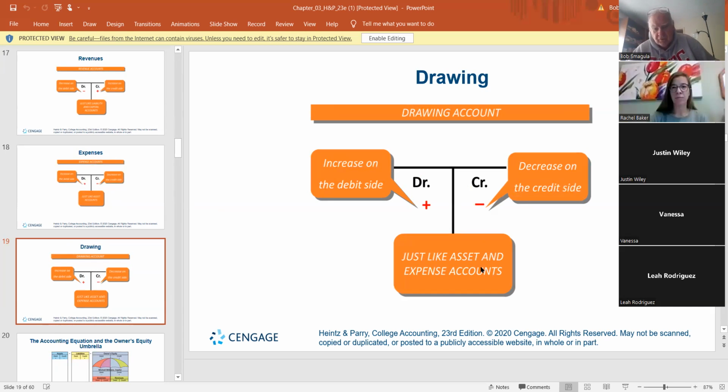And then you have the withdrawals. The withdrawals are the drawing, that has a debit balance. You're going to need to know this for the next two chapters. And then after this, you're not going to see drawing or withdrawals again. But we need to know it. Drawings have a debit balance because they reduce the equity. Increases on the debit side, just like assets and expenses.